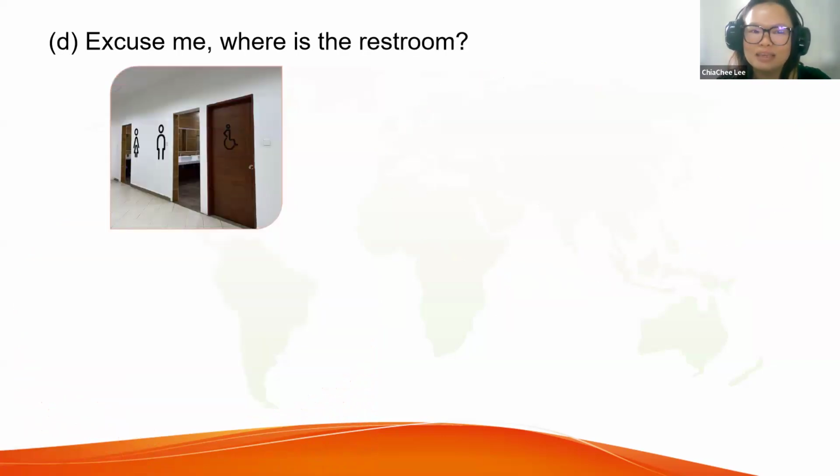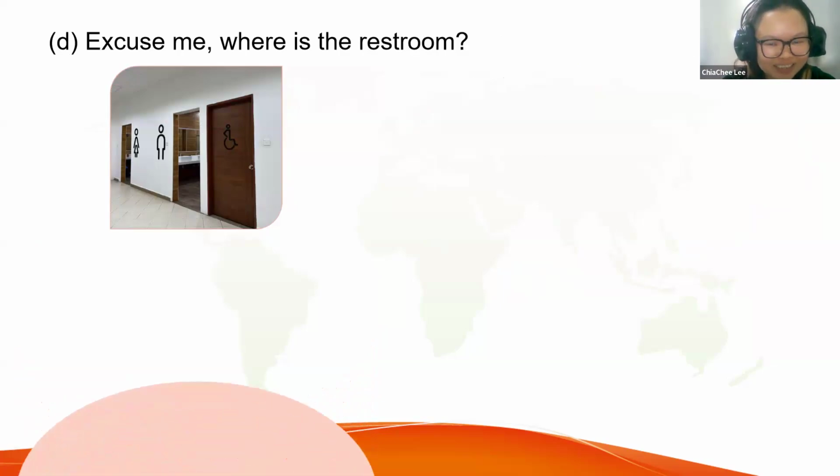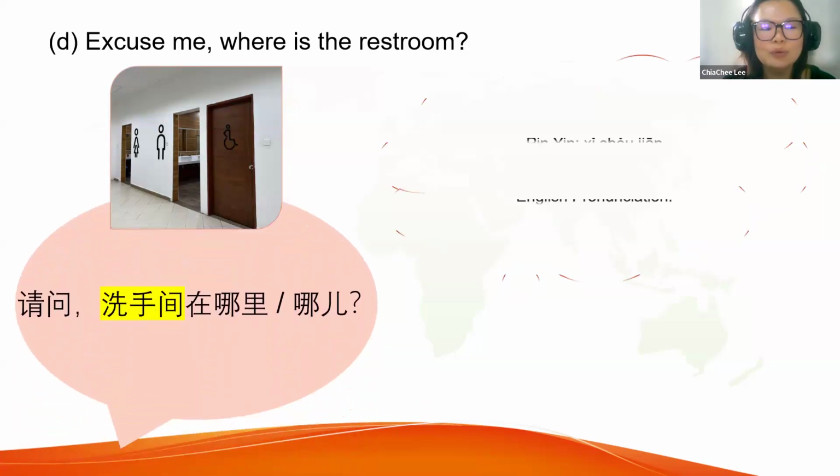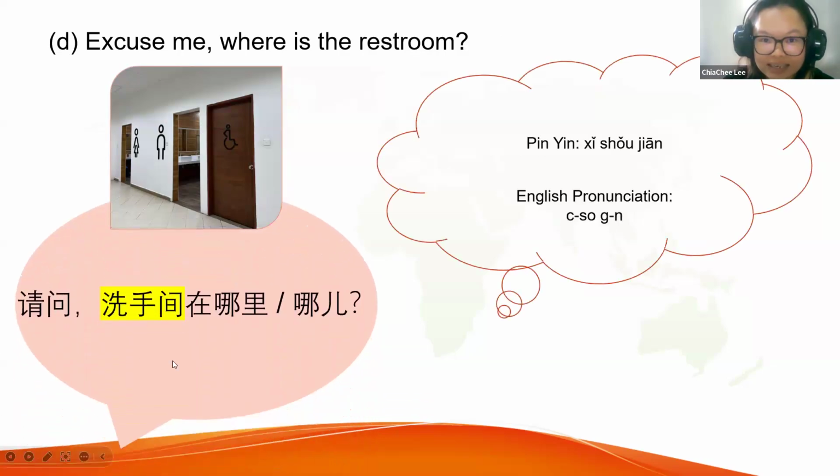Last but not least, excuse me, where is the restroom? Restroom is 洗手间, 厕所 is also acceptable. We just use 洗手间 here, okay? 请问洗手间在哪里? Or 洗手间在哪? These are our questions. We didn't answer during our previous training. We just pop questions, okay?